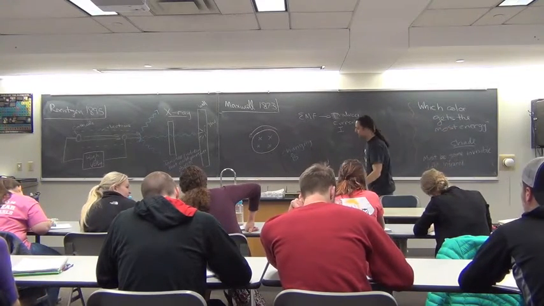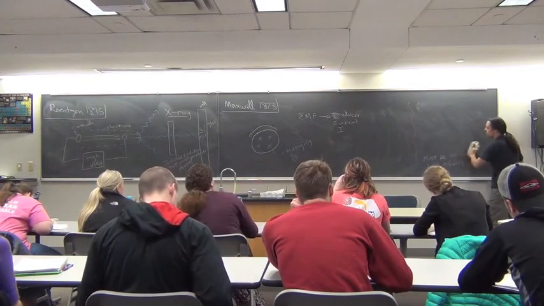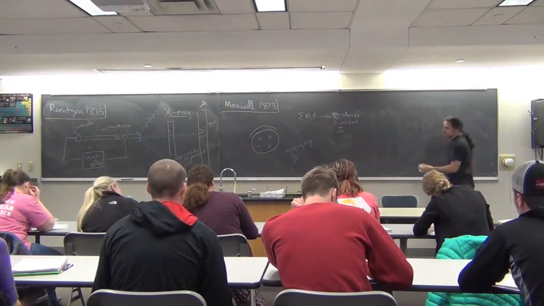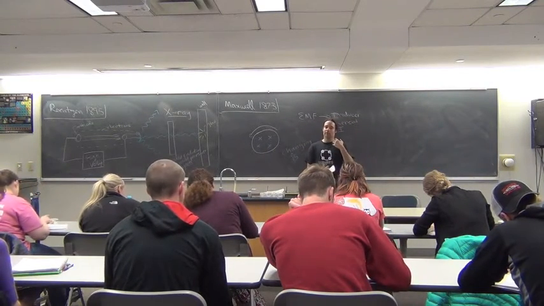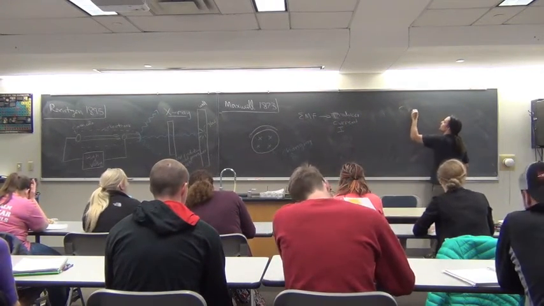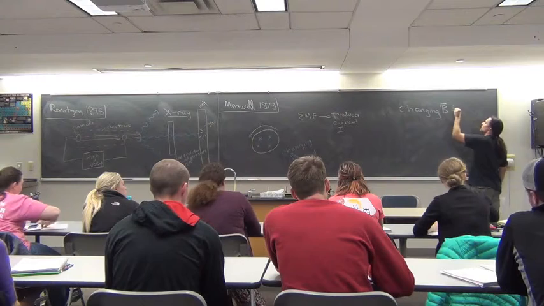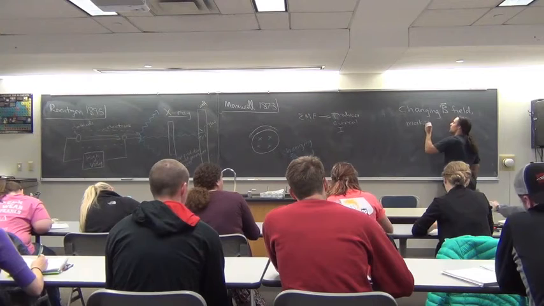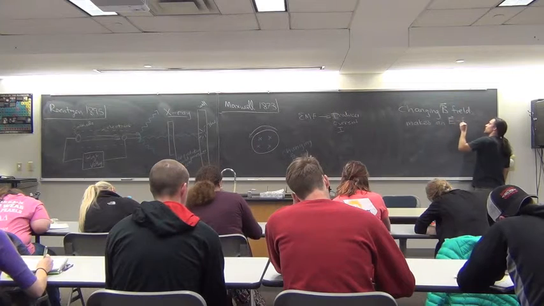So Maxwell said, we've got this changing magnetic field producing current, pushing charges around. Well, I know electric fields push charges around. So it's kind of like this changing magnetic field makes an electric field. Makes an E field.